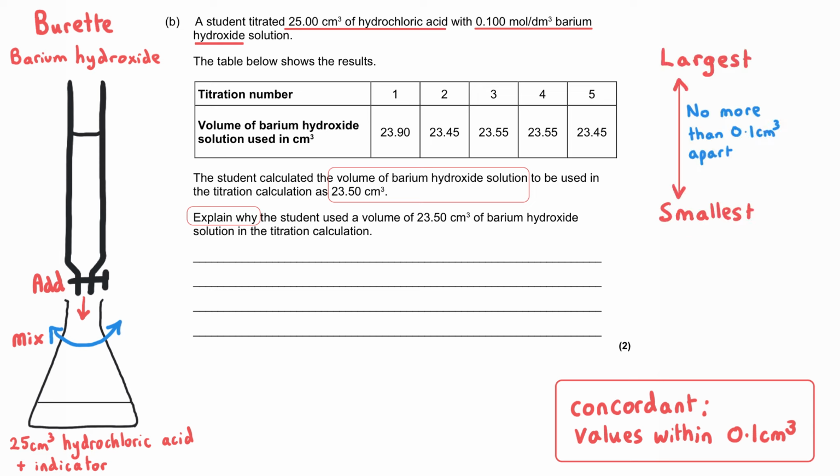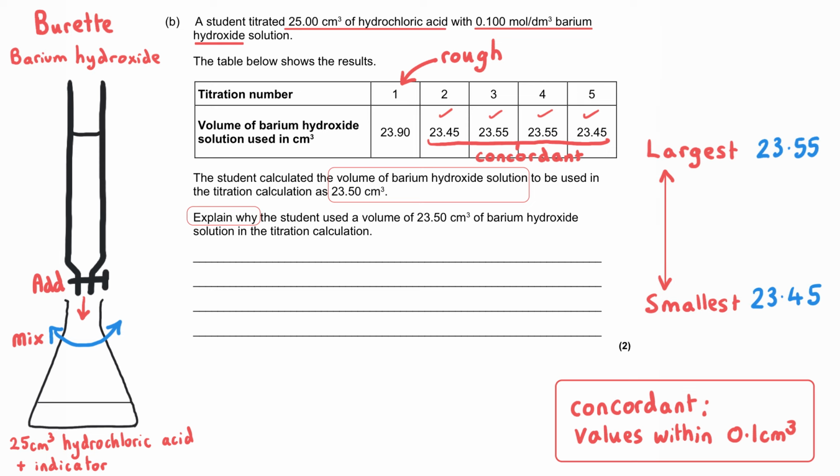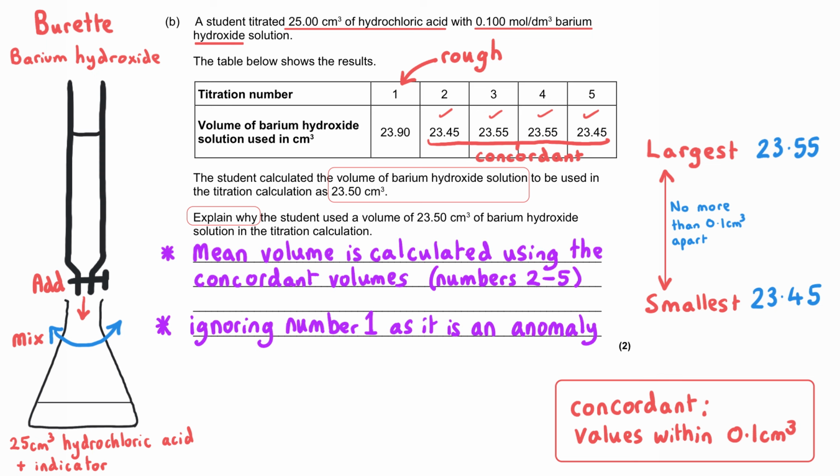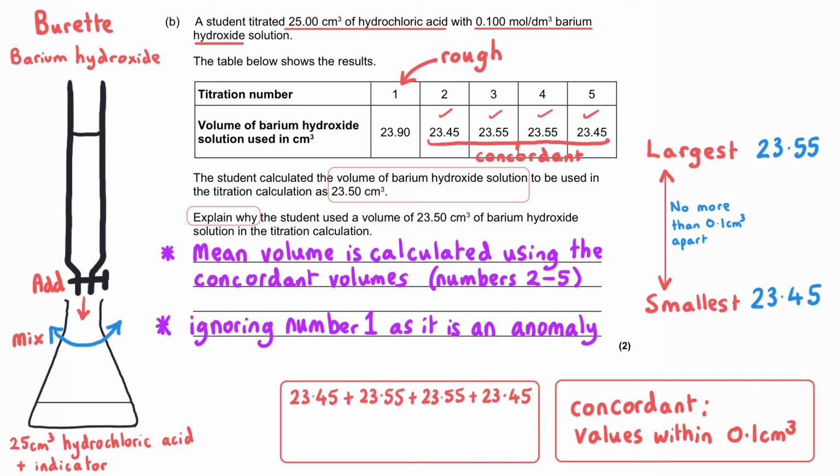And this first one is much higher than the other four. Typically, the first one that you do is a rough titration, usually larger than the others, and that's the case here. Numbers 2, 3, 4, and 5 are all concordant because they are all within 0.1 of each other. The smallest and the largest has a range of 0.1. And so what you do is you work out a mean titration value by adding up all four of those numbers and dividing it by the number that there are, making sure you get rid of any anomalies, any results that are not concordant. And that's how we arrived at 23.5 in this case.